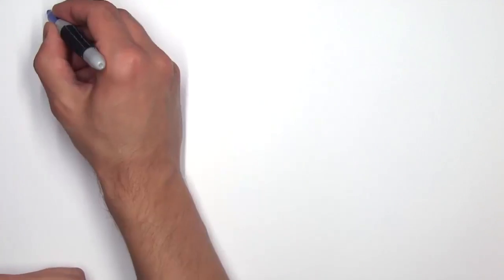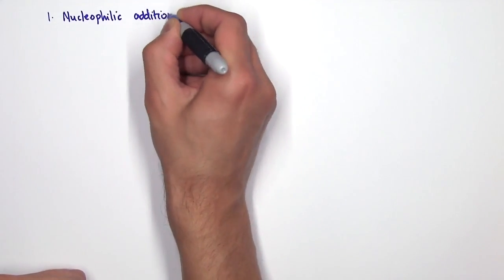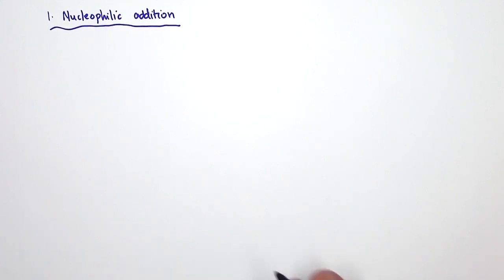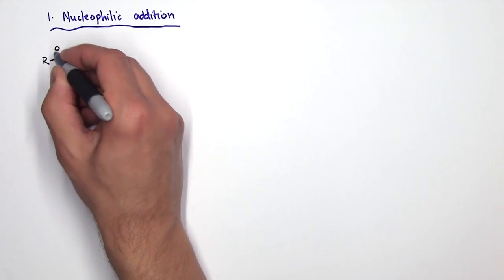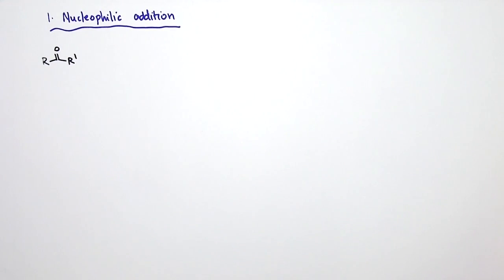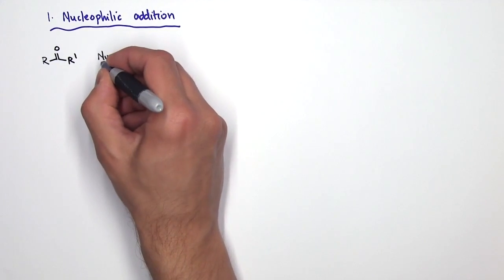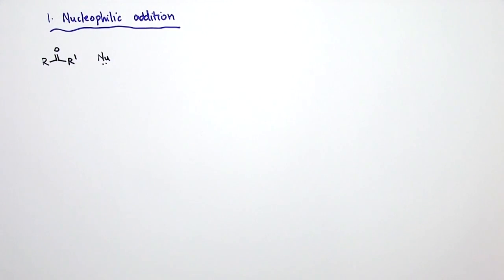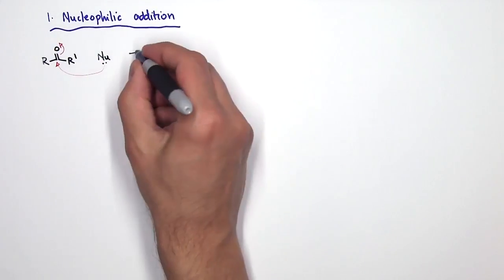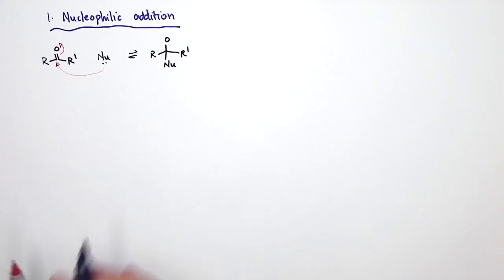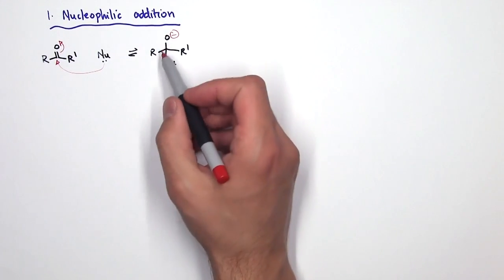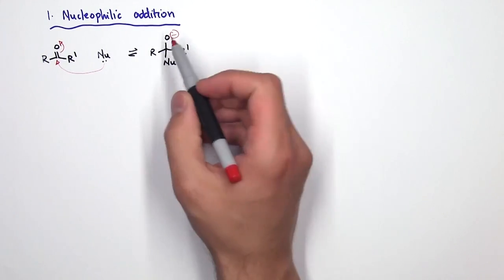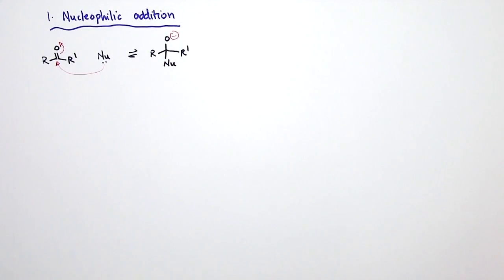Let's talk in more detail about the nucleophilic addition. The general reaction scheme is as we saw before. Here is a carbonyl compound reacting with a nucleophile and forming a tetrahedral intermediate that contains an alkoxide or an alcohol.